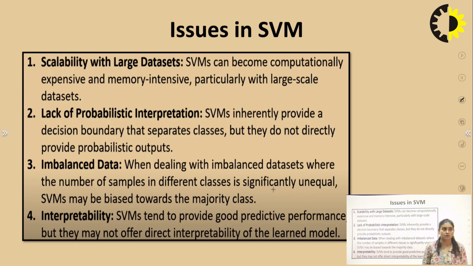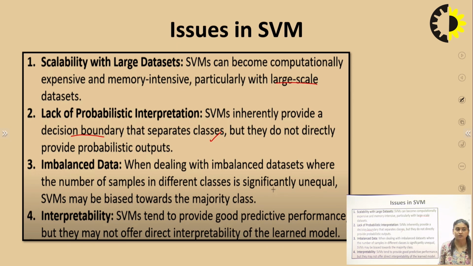Now what are the issues in SVM? The first issue is scalability: it becomes computationally expensive and memory intensive when we have a large data set. Then lack of probabilistic interpretation. In SVM we have a decision boundary, known as a hyperplane, that is used to separate the classes, but it does not directly provide a probabilistic output. Probability means the probability that a particular point belongs to class A or class B. It doesn't provide you that.